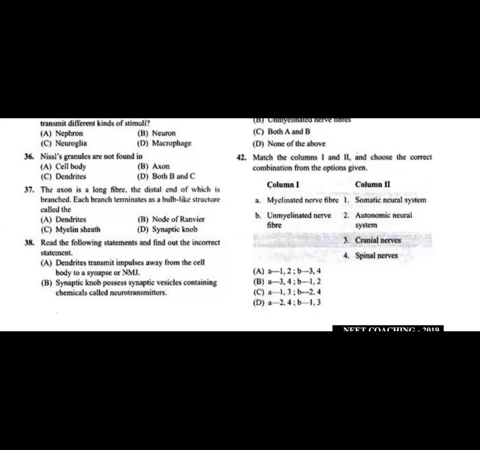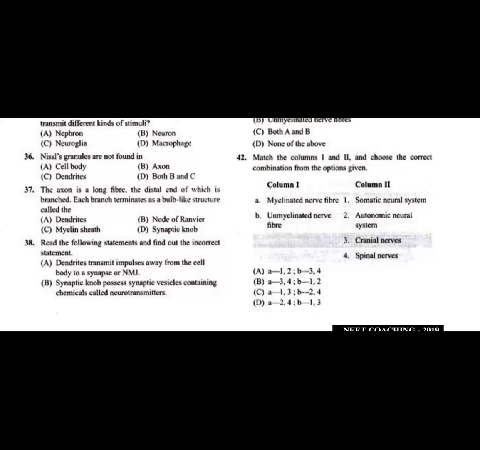Whereas unmyelinated nerve fibers are present in the peripheral nerves, that is the somatic neural system and autonomic neural system show the unmyelinated nerve fibers. So question number 42 answer is B, that is A is 3 and 4, B is 1 and 2.